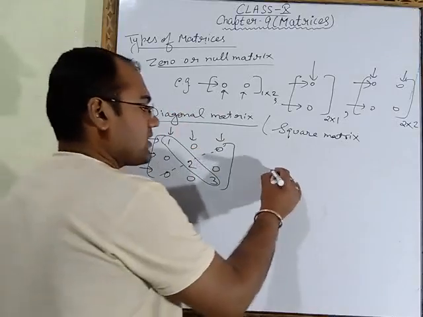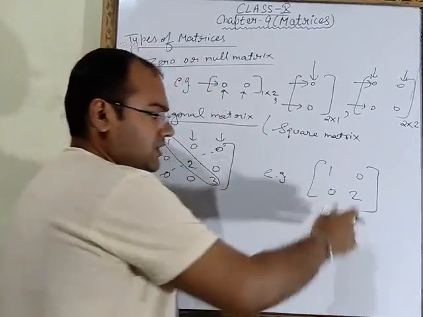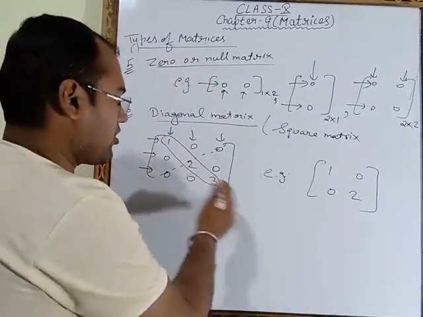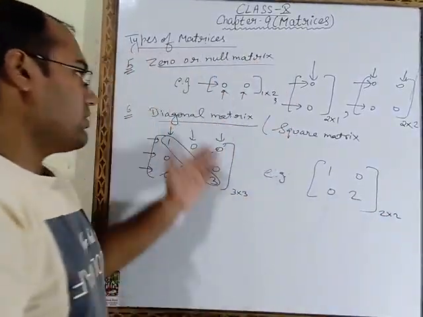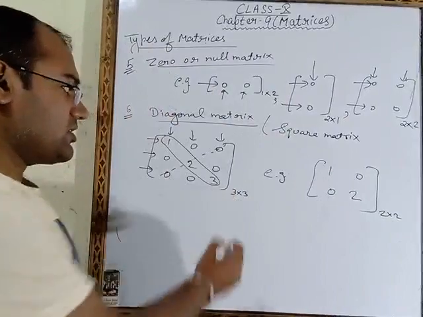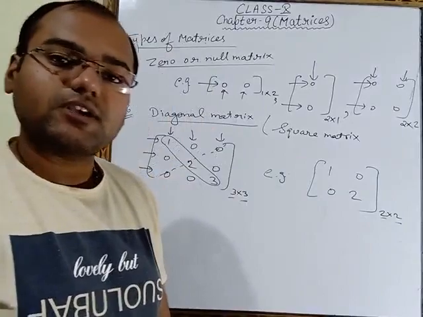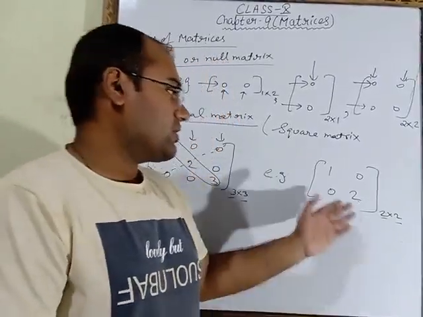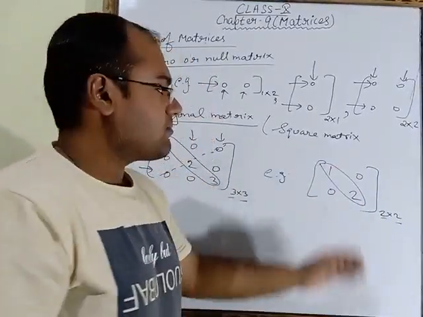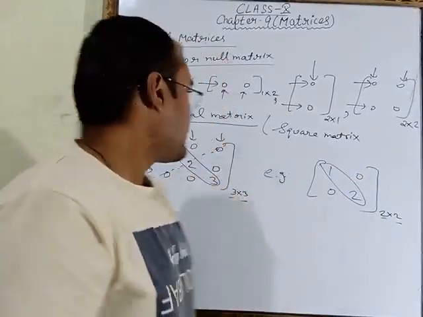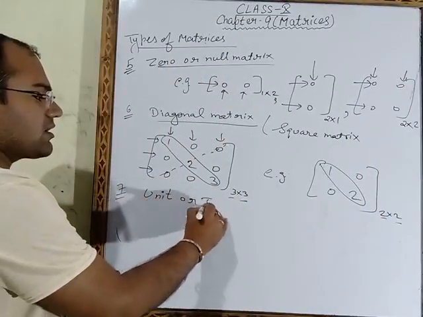Let's take one more example, another example. This is also a diagonal matrix. The order of this diagonal matrix is 3 by 3. The order of this diagonal matrix is 2 by 2. A diagonal matrix is a square matrix. Square matrix means number of rows and number of columns will be equal. Here also you can check, number of rows and number of columns are equal to each other. So that's why this is a diagonal matrix, and here the diagonal elements are non-zero but the rest of the elements are 0.